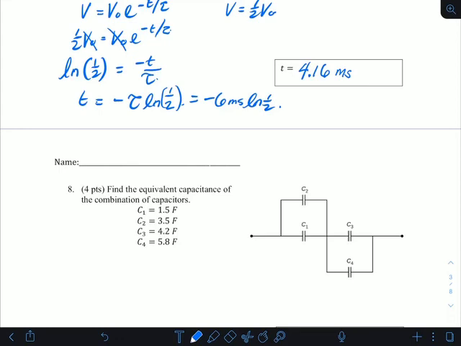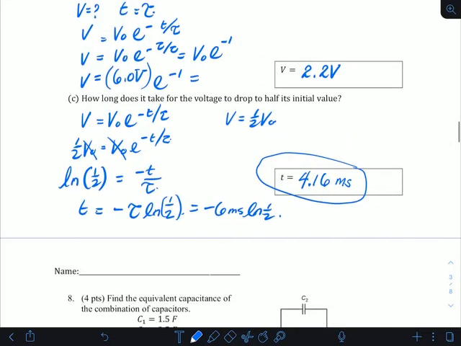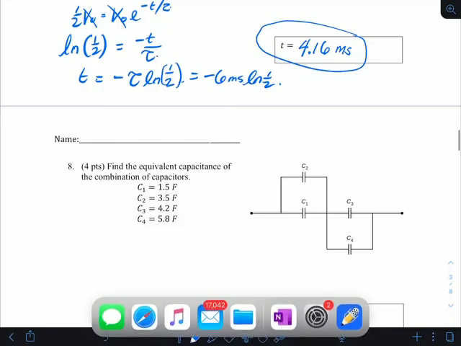Okay, here I am back to continue with the practice test 2 solutions. First of all, I just want to point out that I did not have the final answer for 7C on the last video. The final answer for 7C is 4.16 milliseconds. Now problem 8.